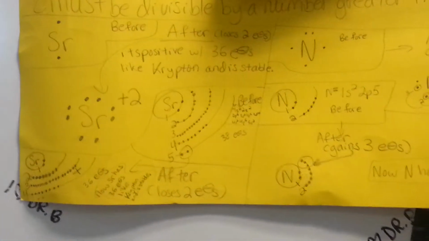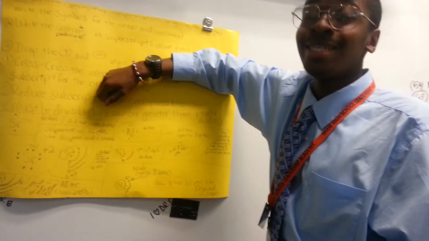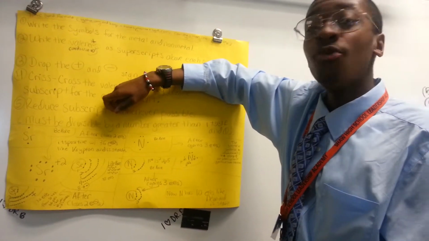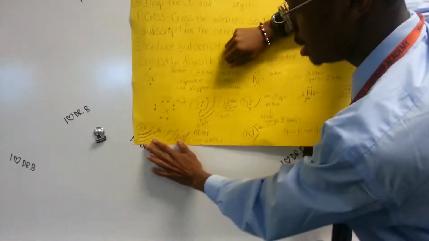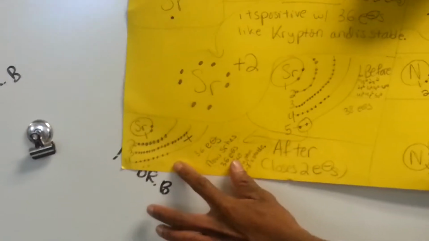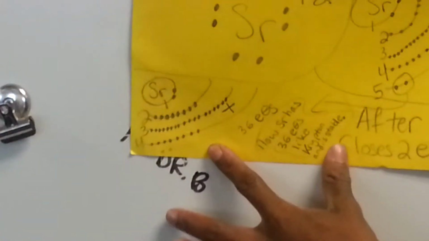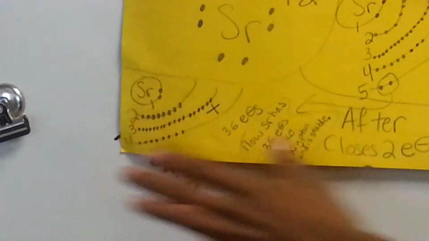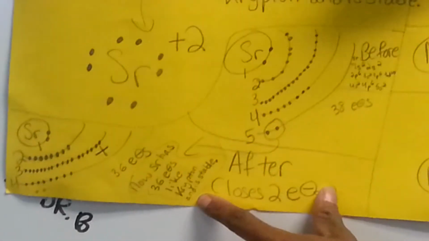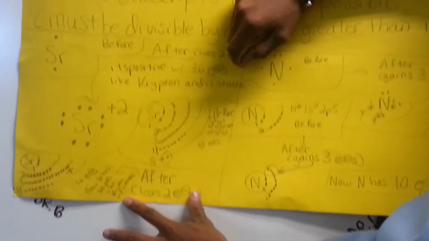And before, its longhand electron configuration was 1s2, 2s2, 2p6, 3s2, 3p6, 3d10, 4s2, 4p6, and 5s2. But after it loses 2 electrons, this is its new Bohr diagram: 2 electrons, 8 electrons, 18 electrons, and in its last energy level, which is now 4, 8 electrons, just like krypton. It has 36 electrons like krypton and is stable, with 8 electrons in its outermost energy level.